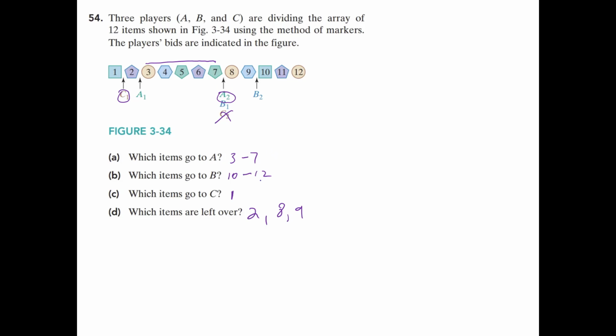And then we haven't taken care of B, so B doesn't get his first or his second, B gets his third, and so then B gets 10 through 12. And that is it. We move on.